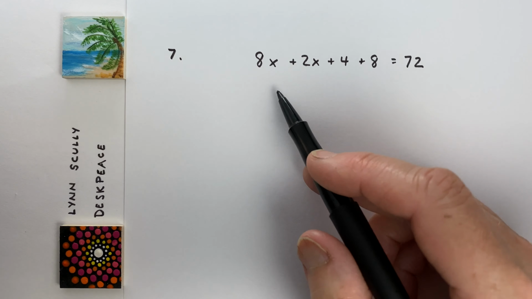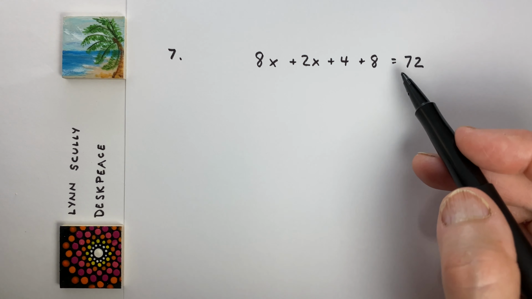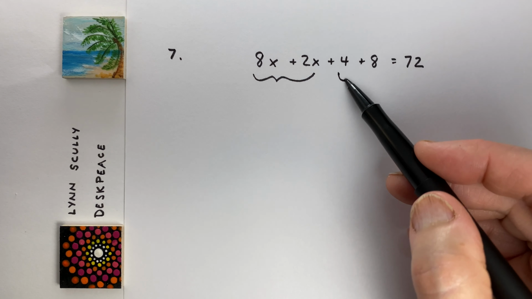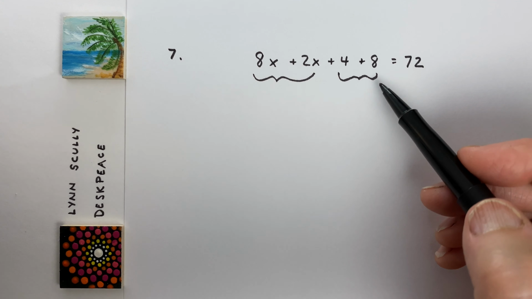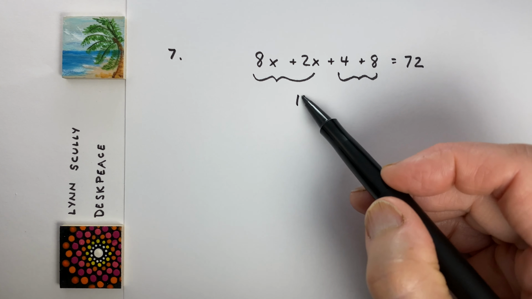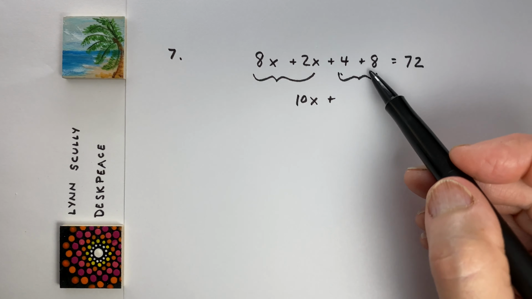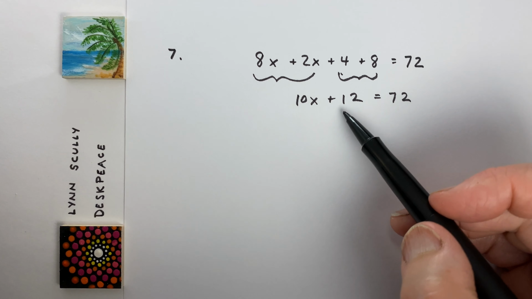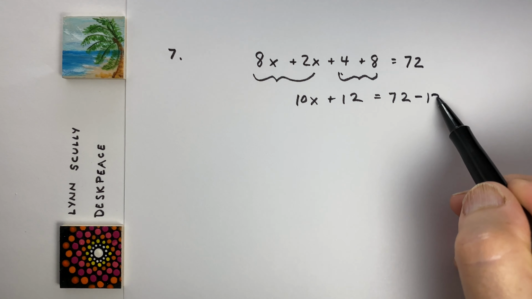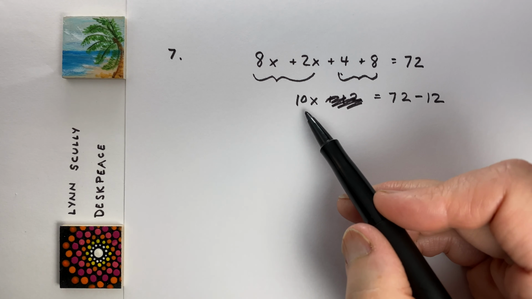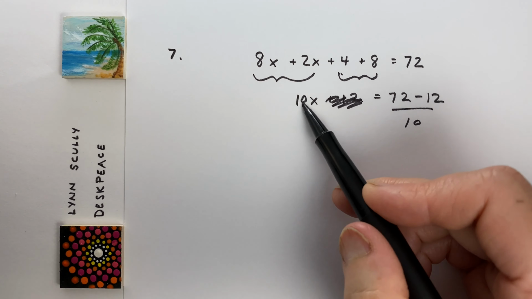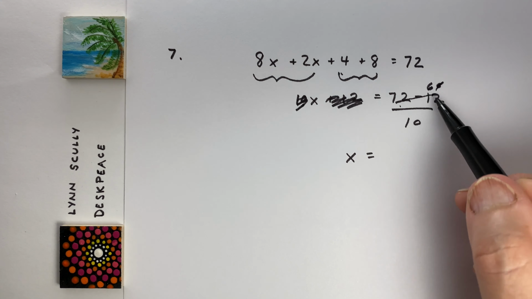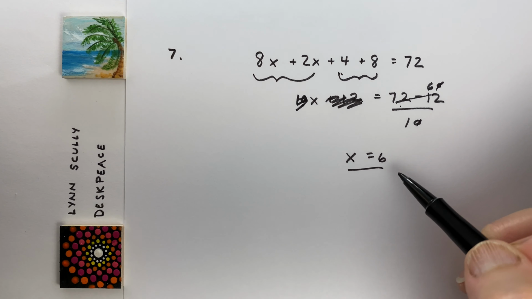Number 7, 8x plus 2x plus 4 plus 8 equals 72. So I see there are x's that are alike, and then there's constant terms that are alike that I can consolidate. 8x plus 2x is 10x, plus 4 plus 8 is 12, equals 72. Now I have the same old story. I have 12 attached by addition, move it by subtraction. I have 10 attached by multiplication, move it by division. And I get x equals 72 minus 12 is 60. 60 over 10 is 6.